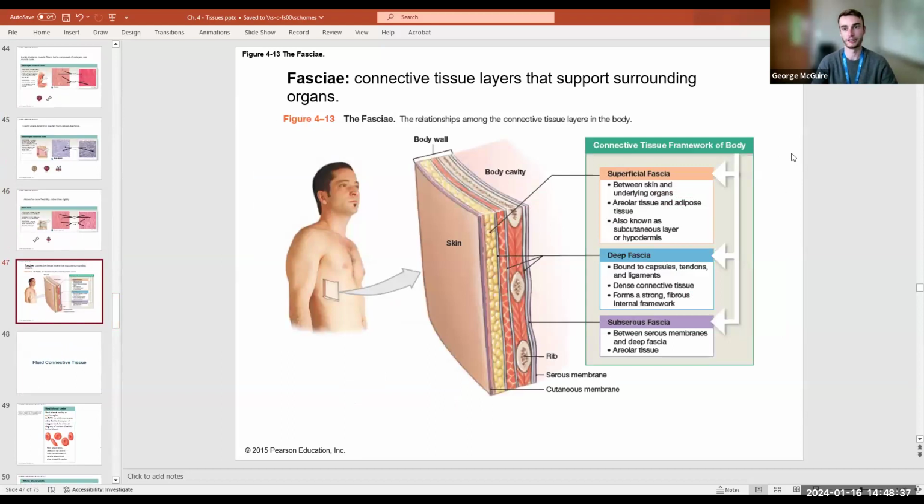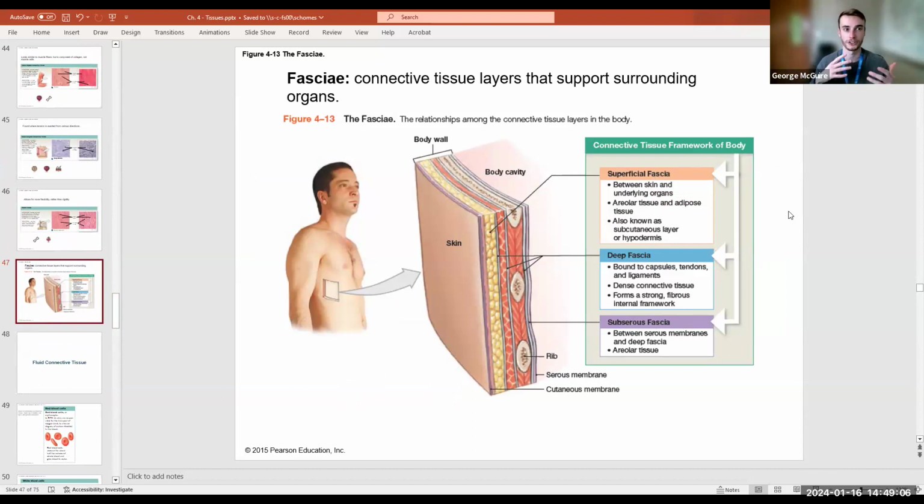Last bit of terminology here for connective tissue is fascia, or fasciae, depending on if it's singular or plural. These are just layers that make up our connective tissue framework. So general categories of where those connective tissues are laying: superficial, deep, and subserous. You may also hear the term fascia being used to describe essentially scar tissue in the muscles.